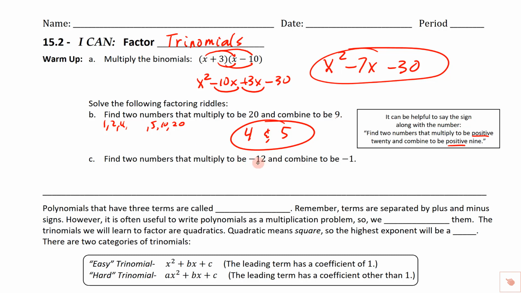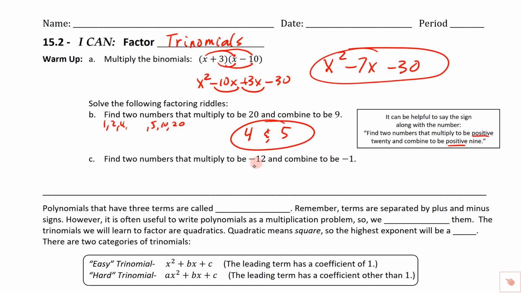Now we want to find two numbers that multiply to be negative 12 that combine to be negative 1. And again, notice how I'm saying the sign in front there. It's just a very good habit to be in, regardless of whether you have to say the sign, like when it's positive, but just get in the habit of doing that. So we need numbers that multiply to be negative 12 that combine to be negative 1.